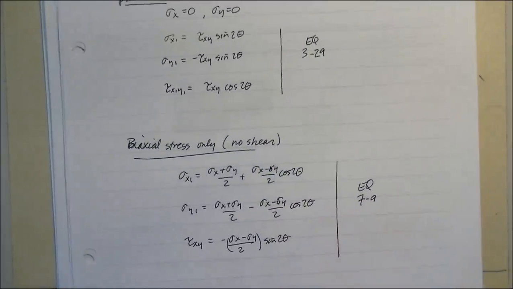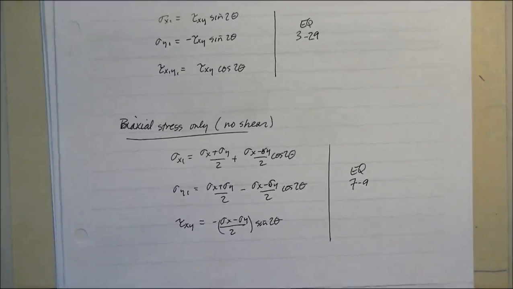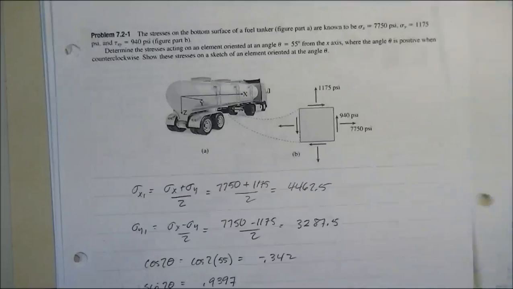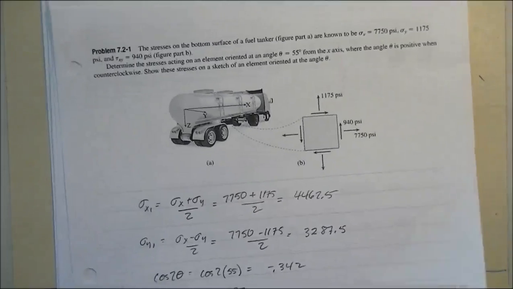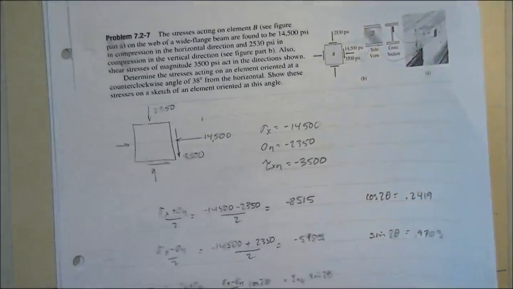And then the last special case would be if there is no shear, but we have both sigma x and sigma y, they reduce to equation 7.9. Now, we hadn't actually used this one before in any previous work, so that's what we're going into now in chapter 7. All right, and then we did a couple problems in class, which I'll copy here and put on Blackboard for you. I'm not going to go through these again.